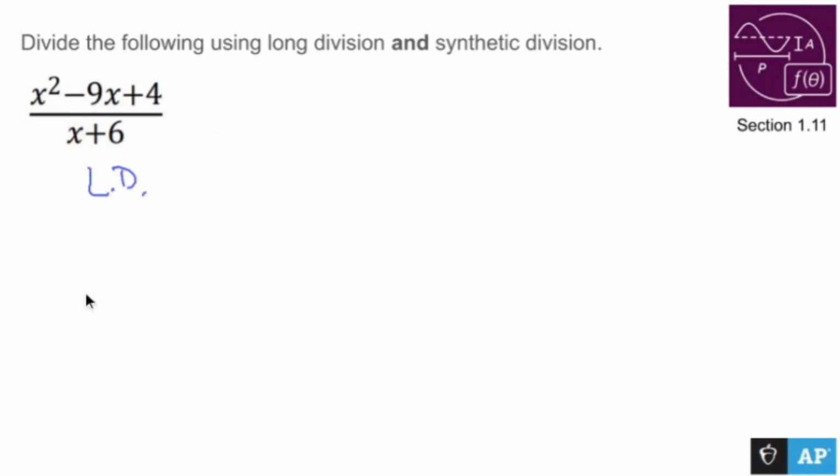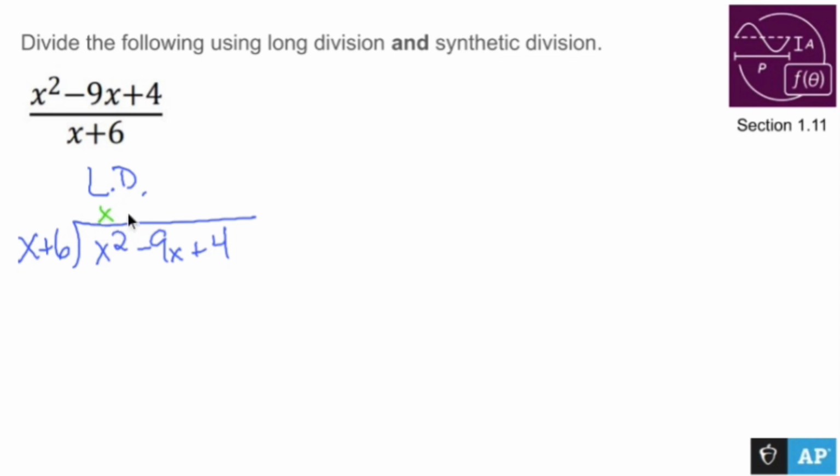Let's do long division over here. The way you set up long division is you put the denominator on the left, you put the numerator right here, and then your quotient is going to be what you get up here. So let me write this out. Now, the first step is basically like regular old long division. You take your factor and you say to yourself, x times what gets me x squared? Well, x times x gets me x squared, so I'm going to put x right there.